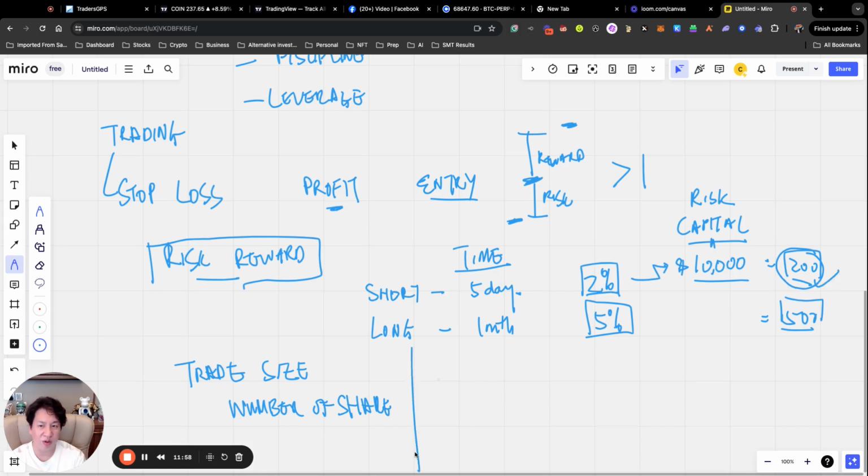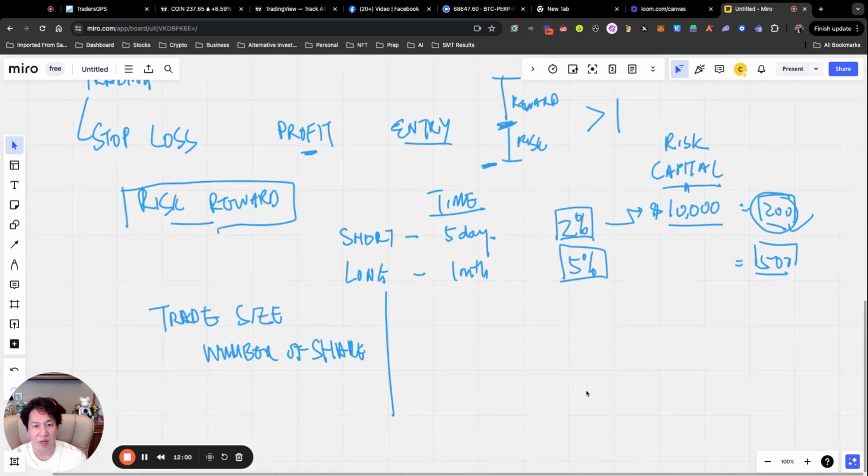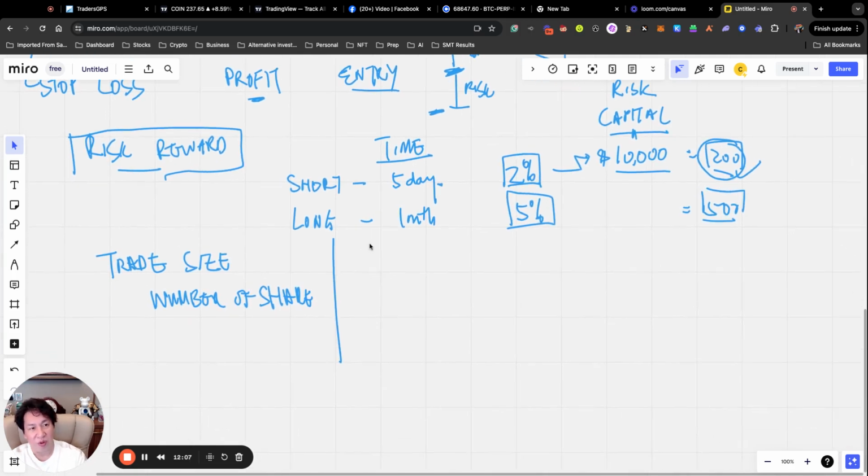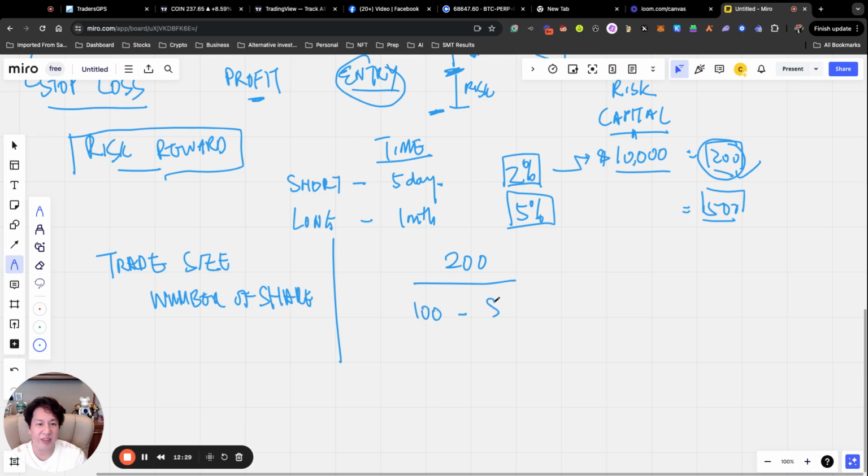There's some mathematics here, so let me go through it. First thing first, we just talked about entry price, profit target, and stop loss. So from here, we first put in the $200, which is the amount we're willing to risk, as the numerator. And then the denominator is the entry price minus the stop loss price. Let's say my entry price is $100 and my stop loss price is $80.